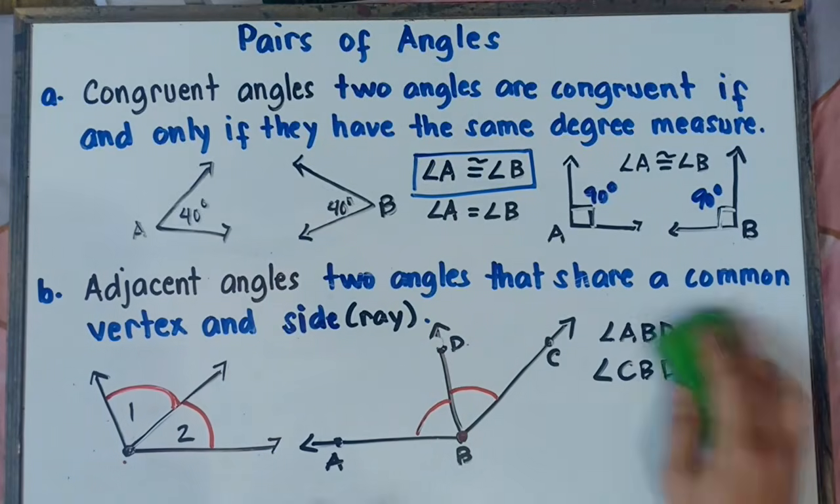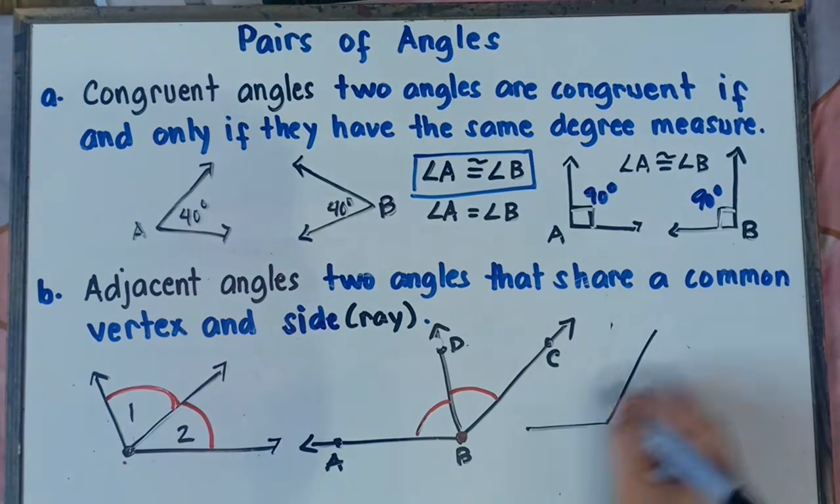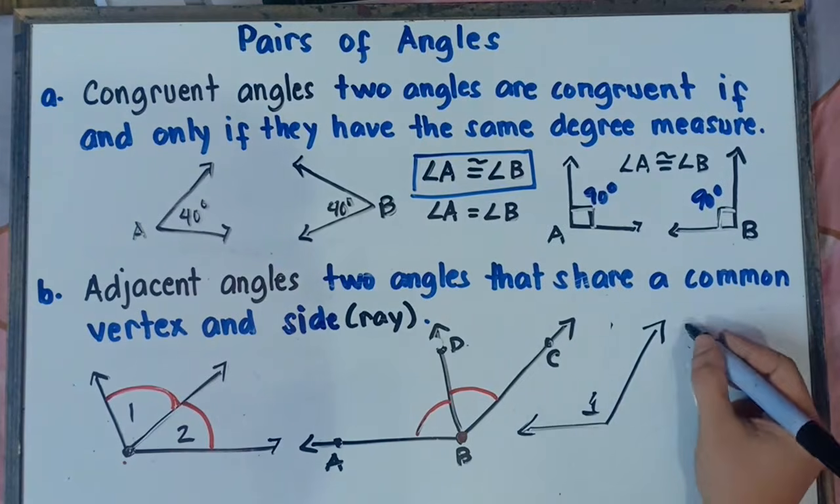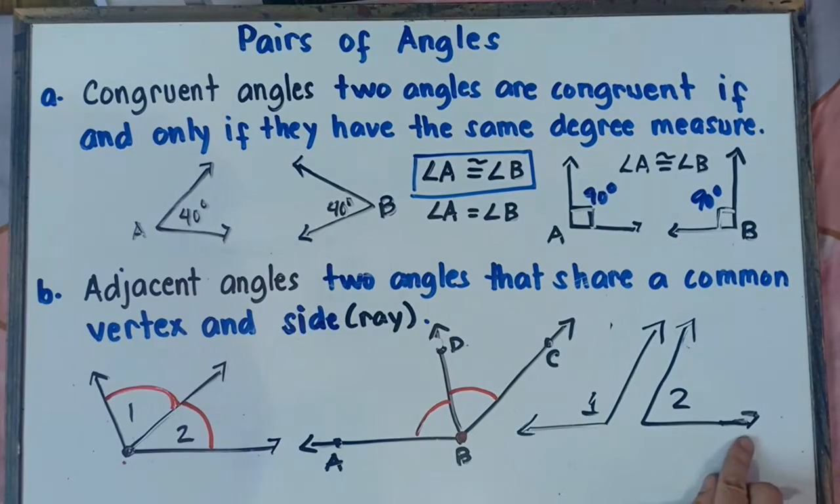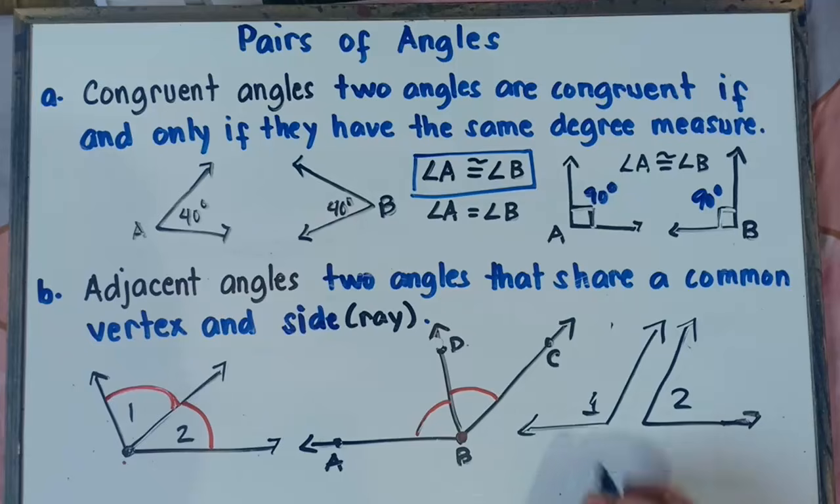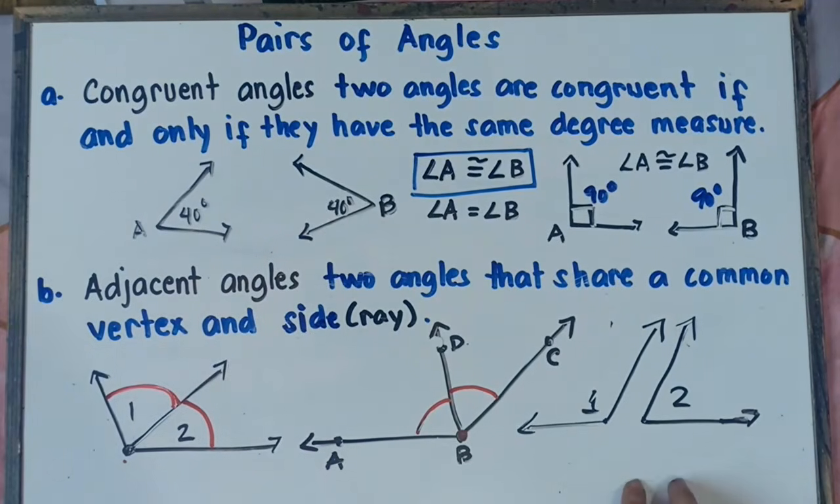Last one example, class. Let's have another illustration. We have angle 1 and then angle 2. Now question, class, can we say that angle 1 is adjacent to angle 2? Can we call the two angles adjacent angles? Nope. You can never call this one adjacent angles because they don't share a common vertex and they don't share a common side. The vertex is too far away from each other. Therefore, class, we cannot call this one adjacent angles.